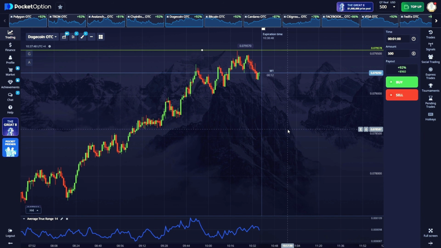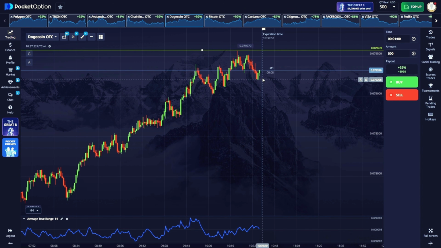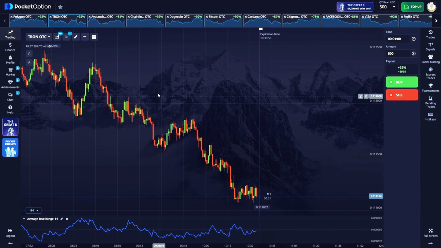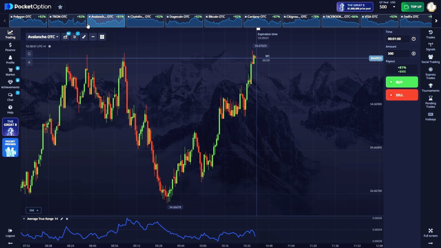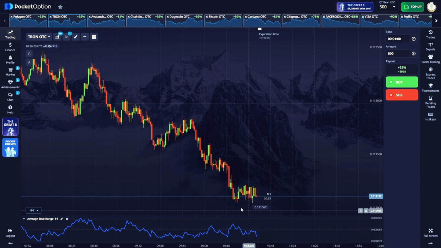So, how does this indicator work? When you see a trending market, for example, 2 or 3 candles moving in the same direction, and the ATR line crosses the mid-level, you can place a trade in the direction of the trend. Let's look for our first trade so I can explain this in more detail.